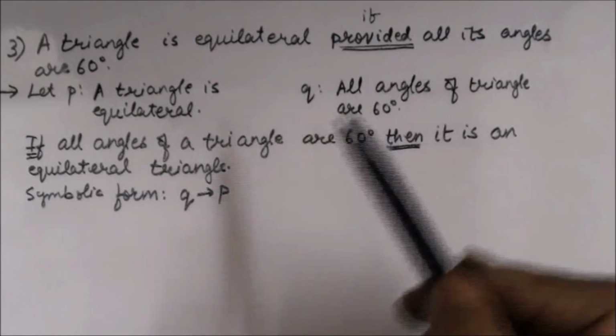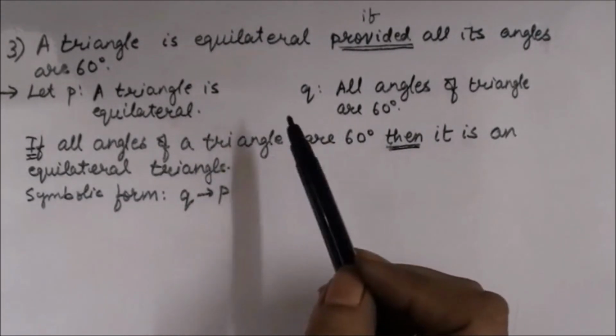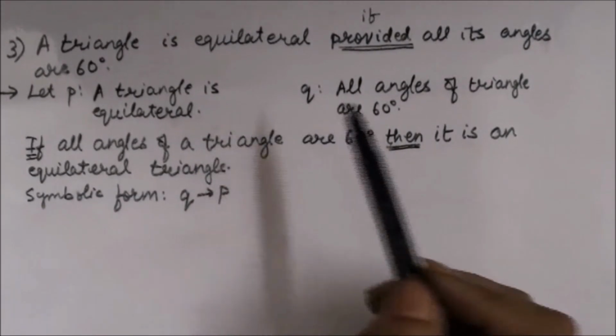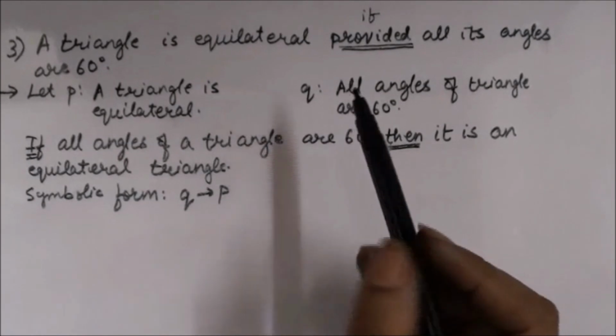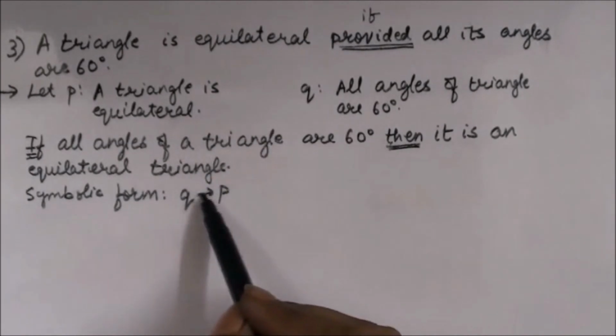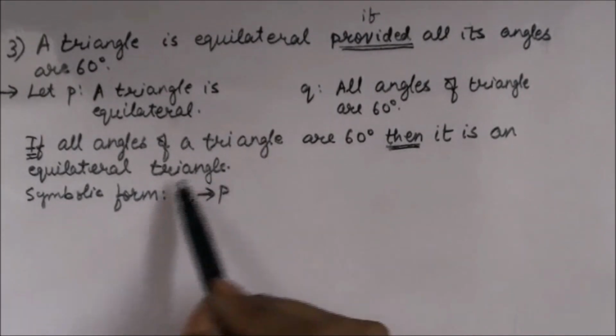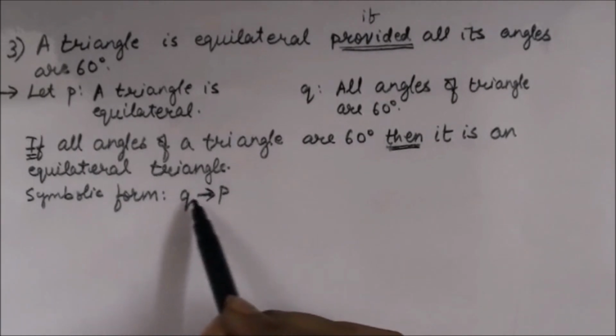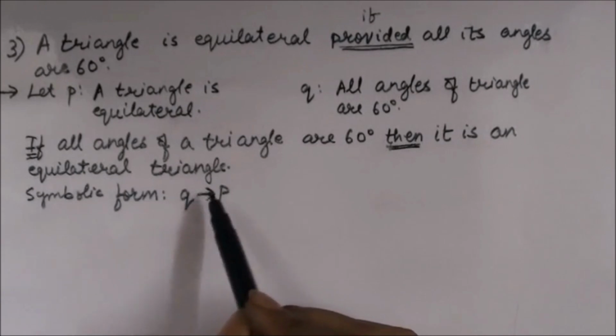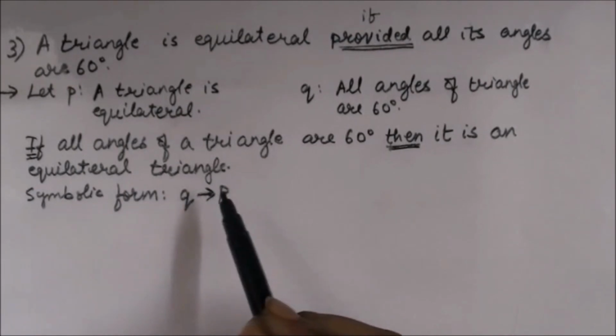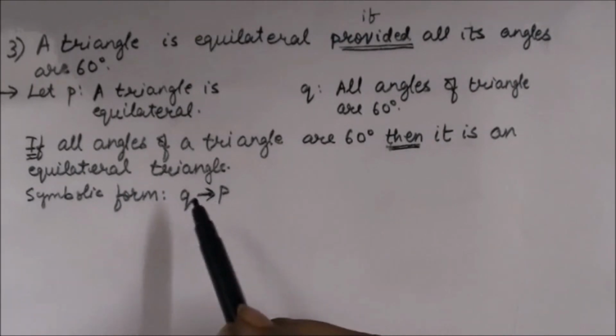Another type of implication can be two statements combined using the word implies. That is also very simple to denote or to identify because you know that we read implication statement like Q implies P. So when two statements are combined using the word implies, that is also a case of implication.